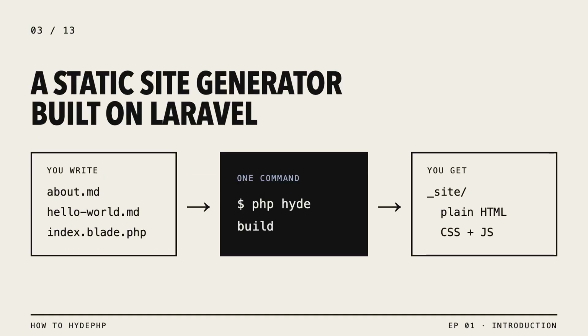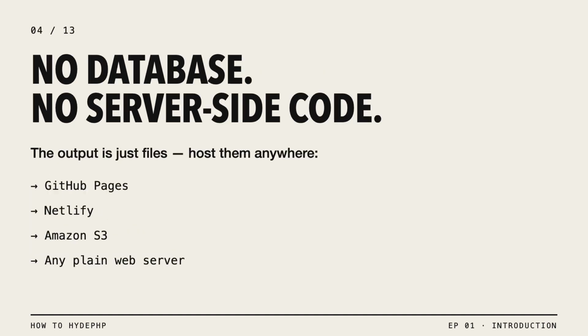Hide PHP is a static site generator built on Laravel. You write your content in Markdown or in Blade templates, then run one build command. Hide compiles everything into plain HTML, CSS, and JavaScript in a folder called _site. There's no database and no server-side code in production. The output is just files, and you can host them anywhere. GitHub pages, Netlify, an S3 bucket, or any plain web server.